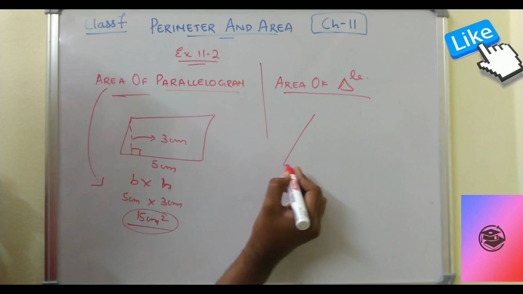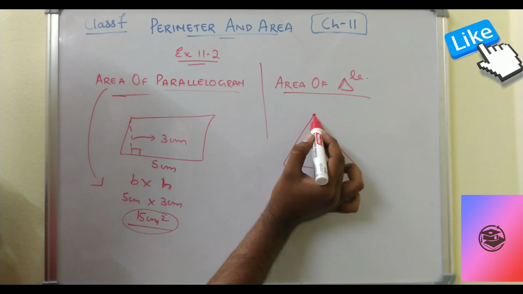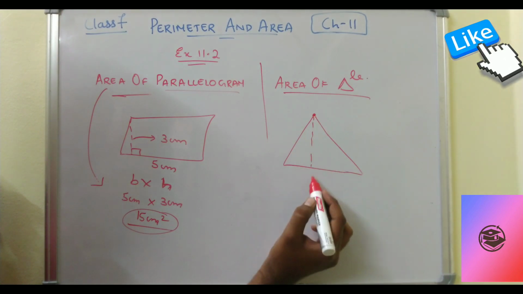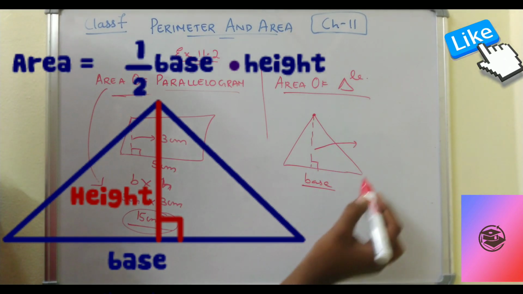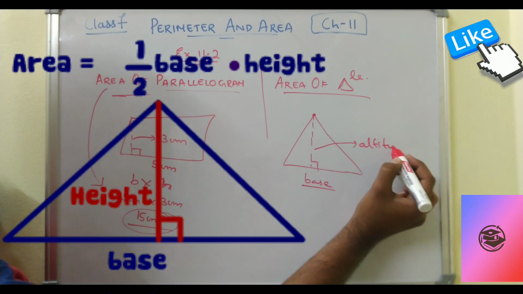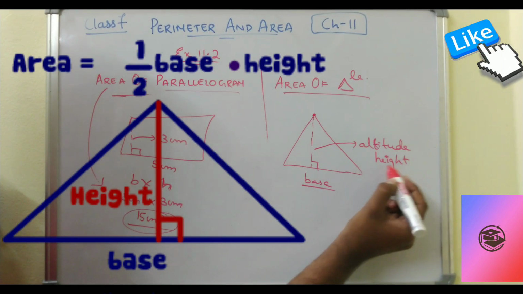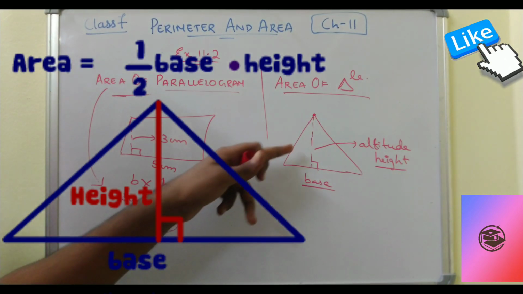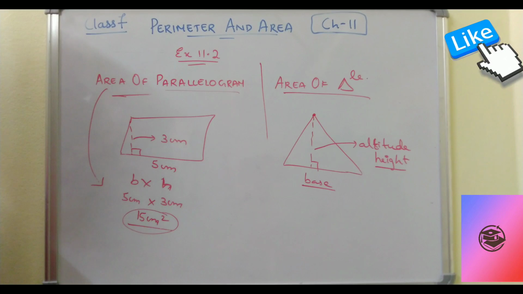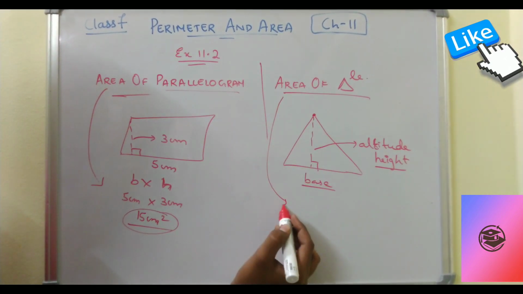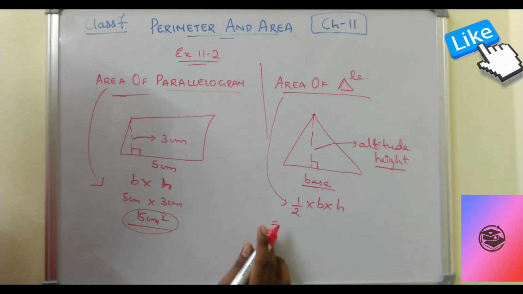First I'll draw one triangle. In this triangle, the line from the vertex to the base, this is the base, is nothing but the height, or we can say altitude. It means the same for a triangle: a perpendicular line from the vertex to the base is called the height, or the altitude of that figure. The formula for area of a triangle is half into base into height.